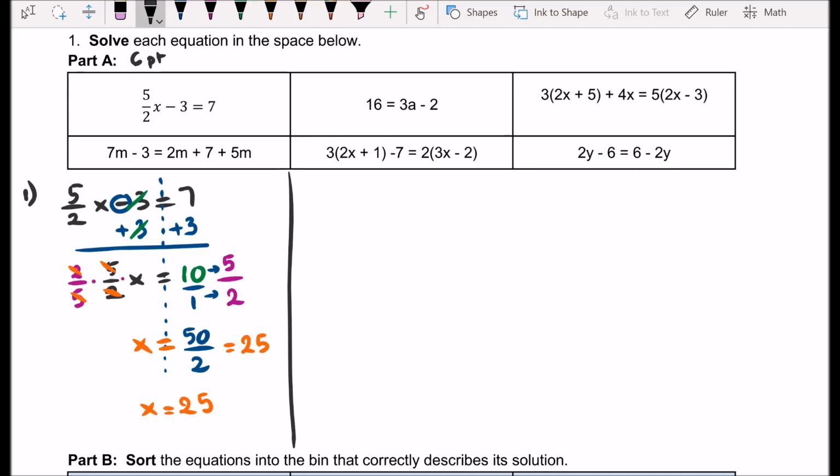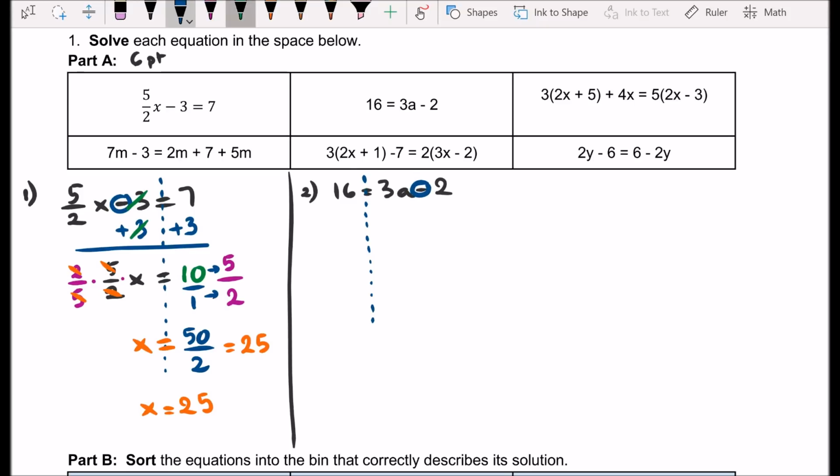Number 2, problem 2: I have 16 equals 3a minus 2. As you see, I label every single problem as problem 1, 2, and 3. Make sure you do that on your test. The more clearly you show me on your test, the more it benefits you, because when I understand it, I can give you a point. Even if you do it wrong somewhere, I can give you partial credit.